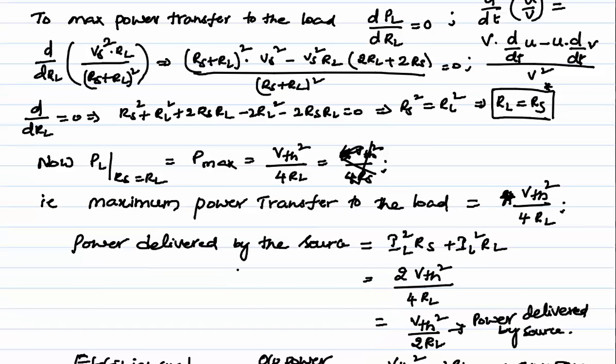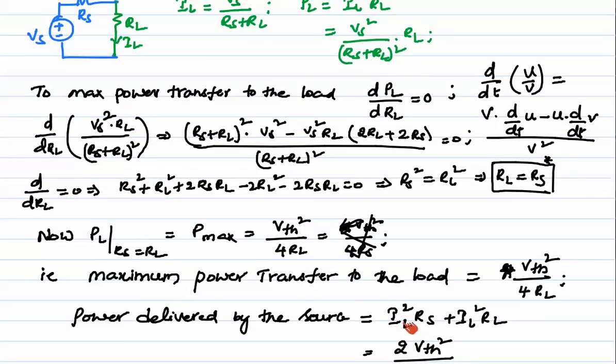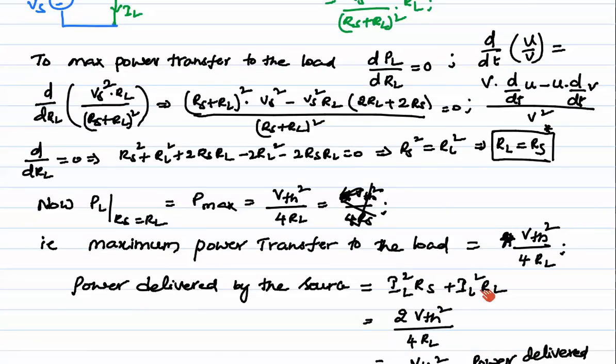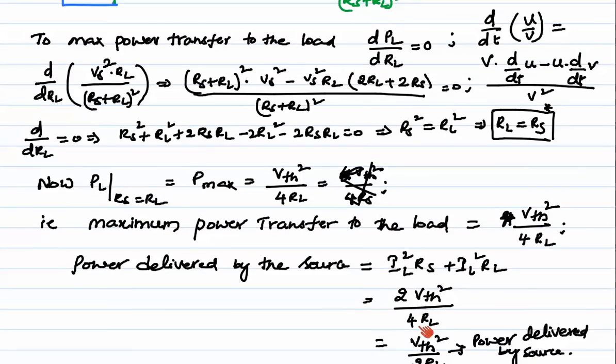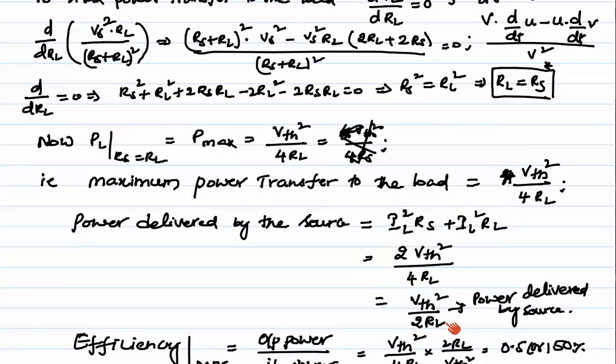Okay, the power delivered by the source: the source is going to deliver power to Rs and RL. So IL square into RL plus IL square into Rs. When RL is equal to Rs, this is equivalent to 2 VTH square divided by 4 RL, so it is going to be VTH square by 2 RL. This is the power delivered by the source.